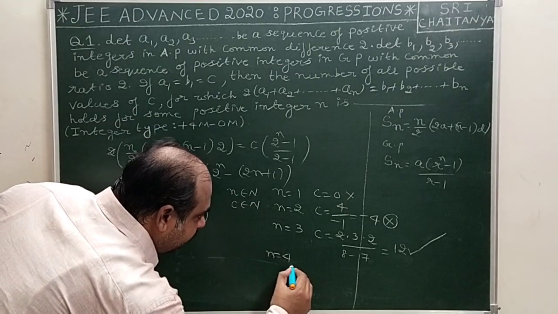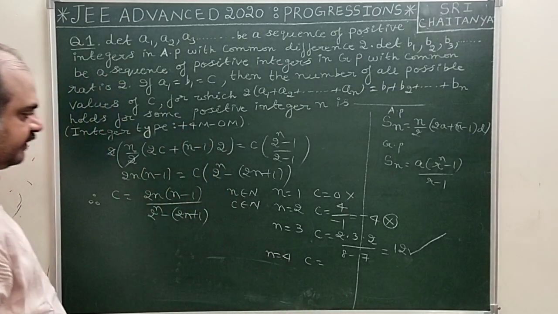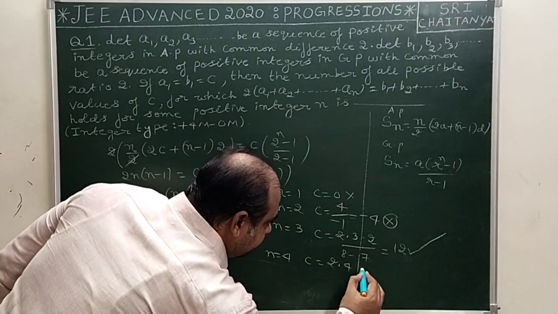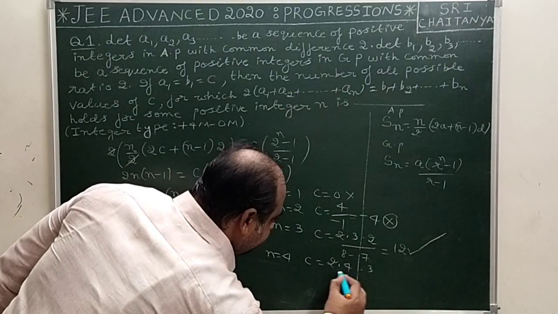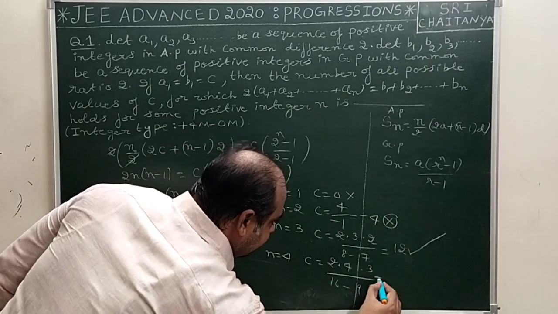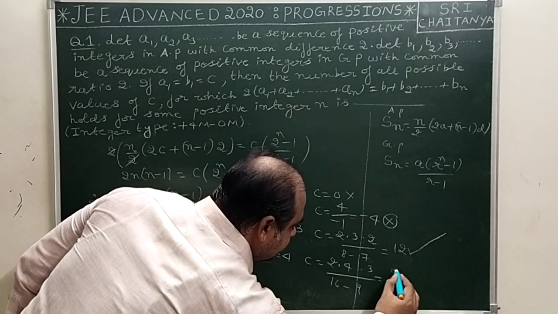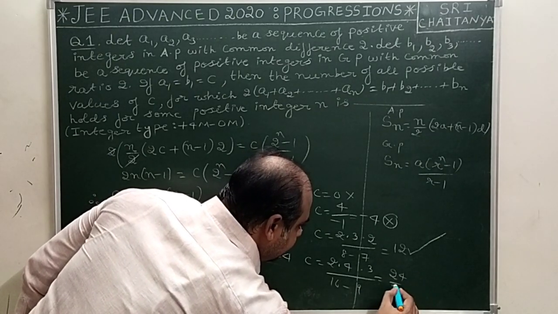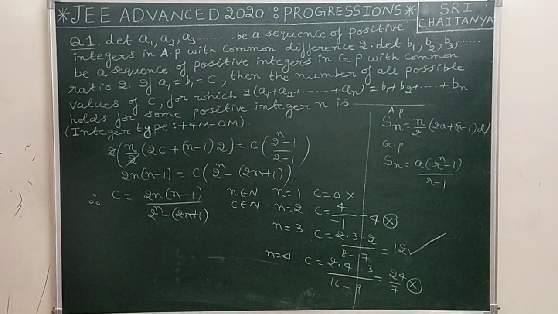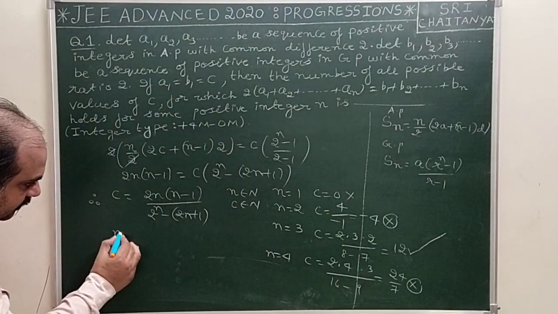Suppose n equal to 4, if you substitute, you will get 2 into 4 into 3 divided by 16 minus 9. That means you will get 24 divided by 7, which is not a natural number. So that is not allowed. You can check one more value.